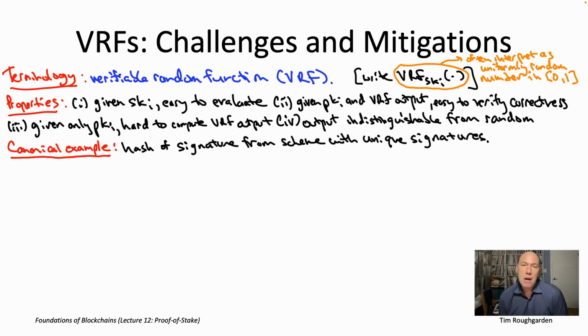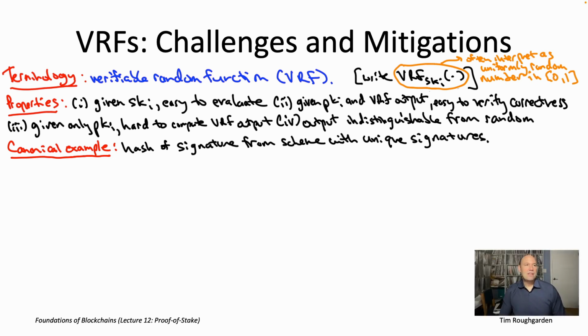The third defining property of a VRF is what gives us the secrecy property that we wanted, right? We want it to be the case that nobody could tell if you've been sampled, if you're the leader, unless you tell them so. And that's exactly what the third property says. It says someone who does not know the private key and also is not told the output of the VRF cannot themselves figure out what the output of that VRF is. So they can't figure out whether you've been sampled or not.